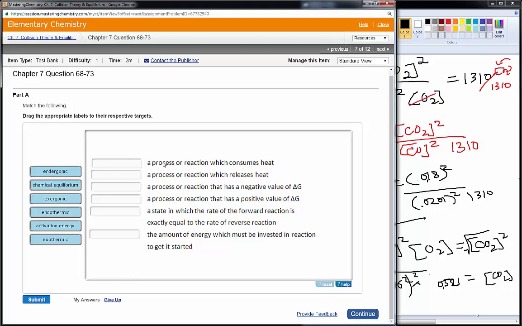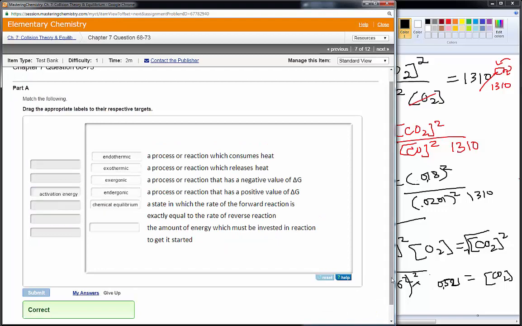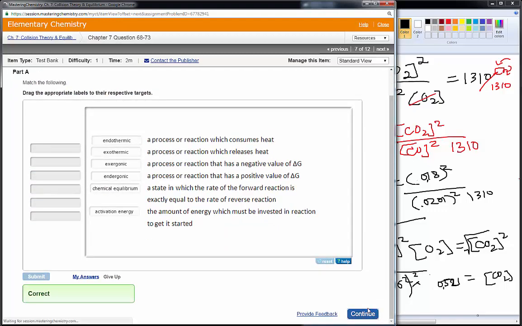Okay, so definitions. Process or reaction which consumes heat, that would be endothermic. Releases heat would be exothermic. Negative delta G is spontaneous or exergonic. Positive would be non-spontaneous or endergonic. If the rate of the forward is equal to the rate of the reverse, that would be equilibrium. Doesn't mean nothing's happening, it just means that both the forward and the reverse are happening at the same rate. The amount of energy invested to get it started? Yep, that's activation energy. Excellent.